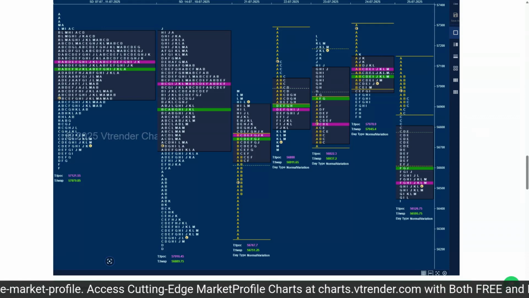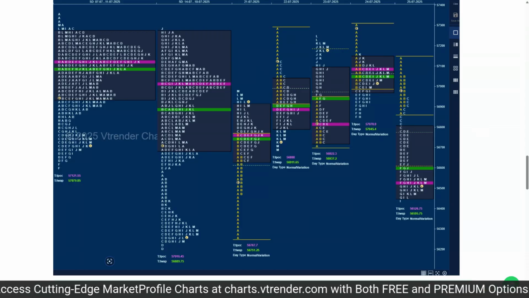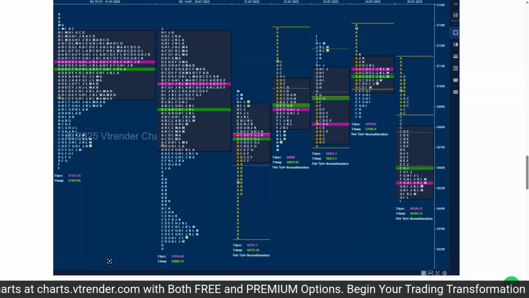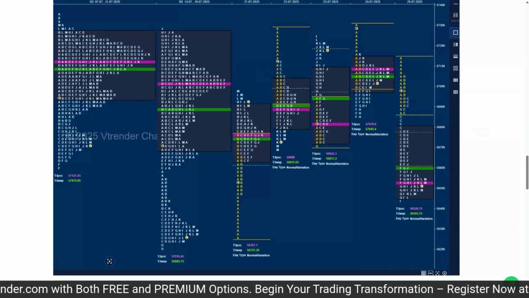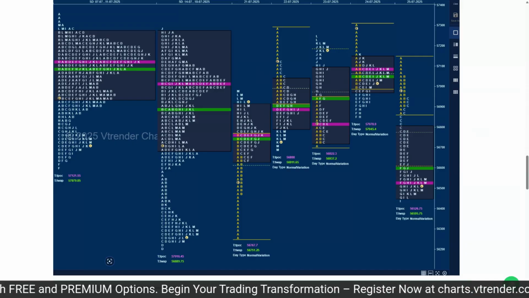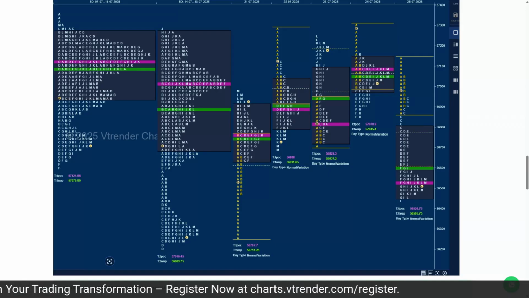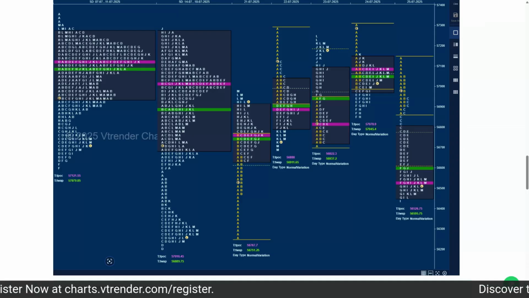We completed the setup on the second day itself on Tuesday. We tested this value area high, but what did we do? We got rejected and we left an initiative selling tail. So this was telling us that the supply is prevalent in this zone, and this you can see is overlapping from the last week, and it was coinciding with that rollover point.